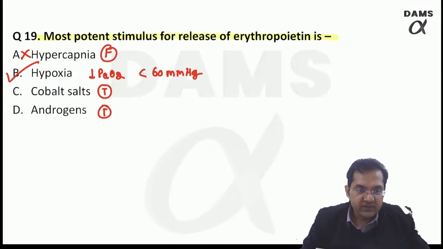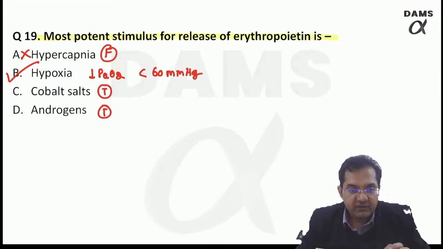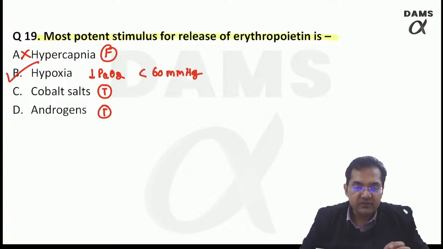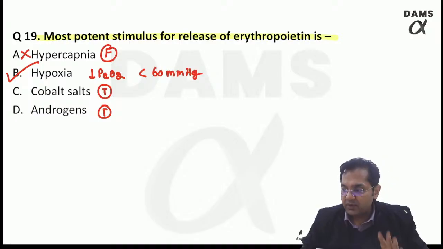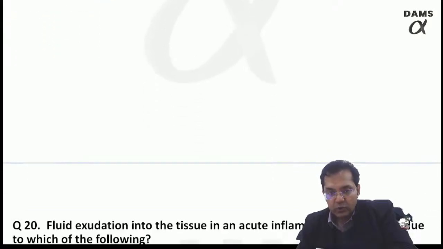Already I have discussed in previous question, 85% of erythropoietin in adults is released from interstitial cells in peritubular capillary beds of kidney, 15% perivenous hepatocytes. Must know, clearly mentioned in standard book Ganong.